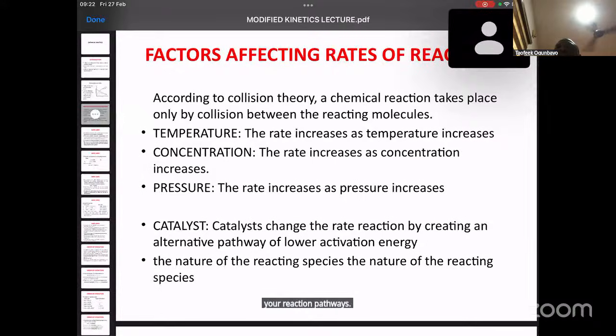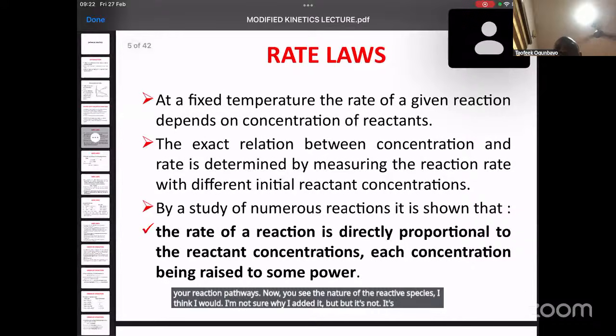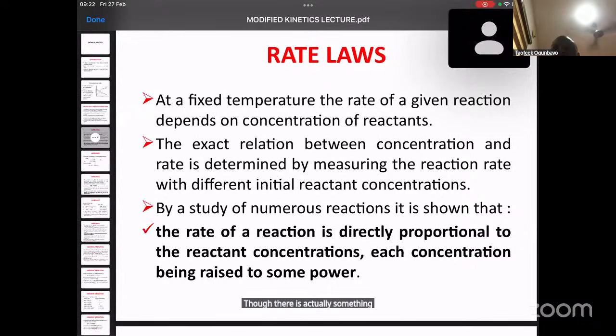Now, the nature of the reacting species, I'm not sure why I added it, but it's not important. It's not going to be in the note that I'll give you anyway. Though there is actually something to discuss there, but it's not for this class.